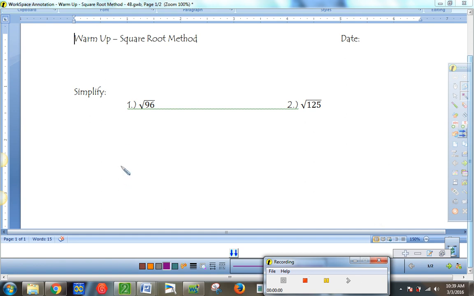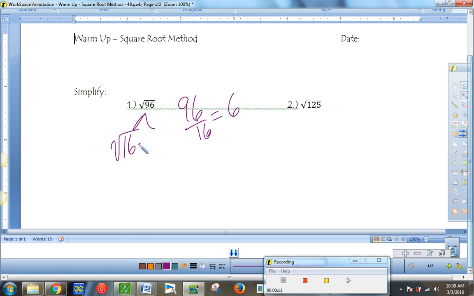When you're reducing square roots, what kind of numbers do you want to look for? Perfect squares, right? And the biggest perfect square that goes into 96 is 16. So 96 divided by 16 gives you what? 6. So we've got the square root of 16 times the square root of 6.